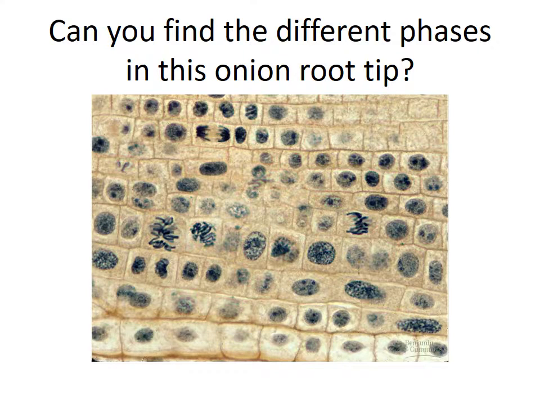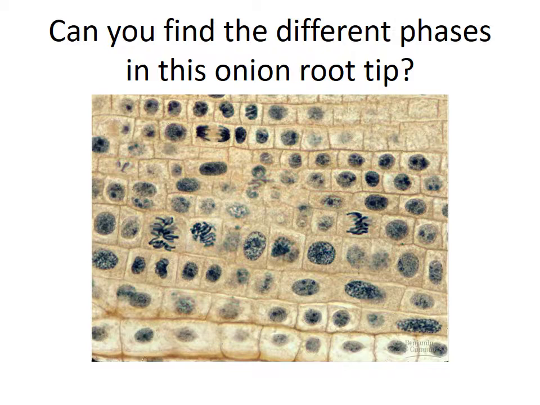Now, I'll give you a couple minutes. Let's give you 10, not a couple minutes, but 10 seconds. See if you can identify some phases in this particular onion root tip, a plant. There's 10 seconds. I was clicking my teeth to count those 10 seconds off.